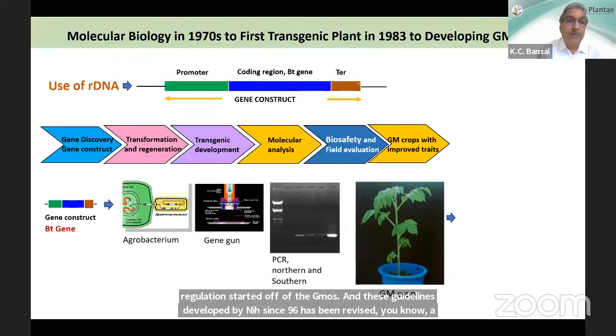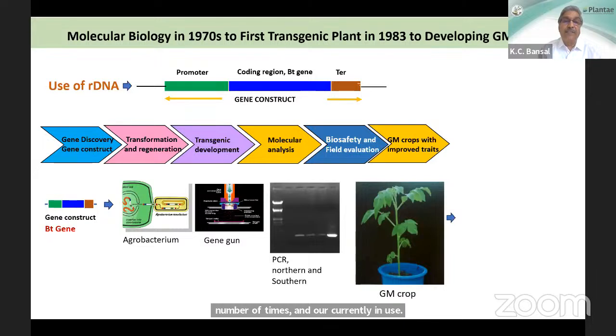Now, the birth of molecular biology in the 1970s also gave us an opportunity to develop the first transgenic plant in 1983, followed by a series of GM crops around the world to address food and nutrition security. And currently, more than 200 million hectares are under those GM crops in about 29 countries.